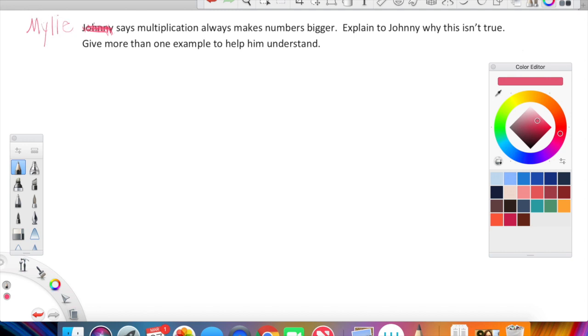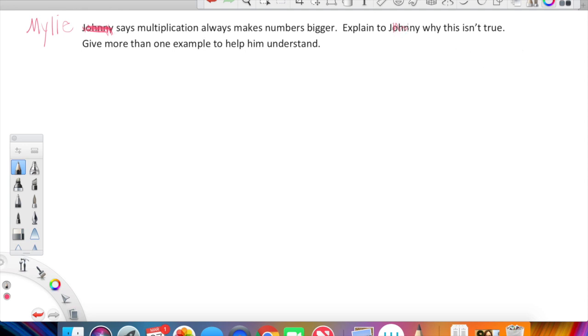So Miley says multiplication always makes numbers bigger. Explain to her why this isn't true. Give more than one example to help her understand. Okay, so Miley is temporarily mistaken, and she's saying multiplication always makes the numbers bigger because she says, hey, well, if I multiply 1 by 2, my final product is going to be 2. If I multiply 1 by 3, my resulting product is going to be 3. And look, 2 is bigger than 1, and 3 is bigger than 1.